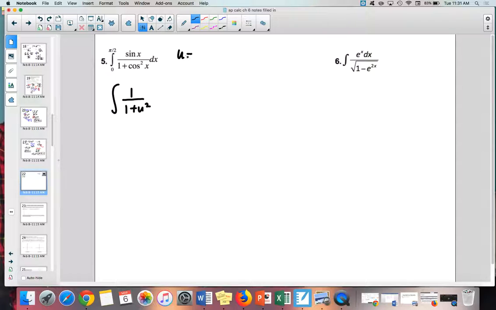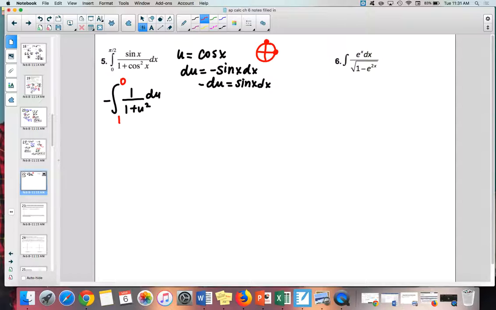So what do we let our u be then? Cosine of x. So then our du ends up being negative sine of x. So as we start replacing, we gain a negative. So as I plug in my 0 and my pi over 2, I have cosine of 0, which is 1, and cosine of pi over 2, which is 0. Does that bother you? So we can switch it so it becomes positive, and we go from 0 to 1.